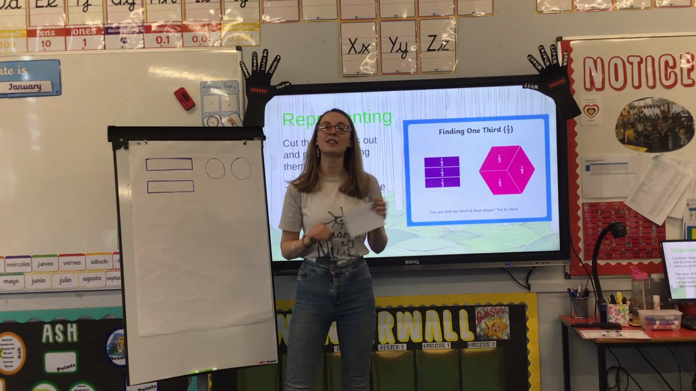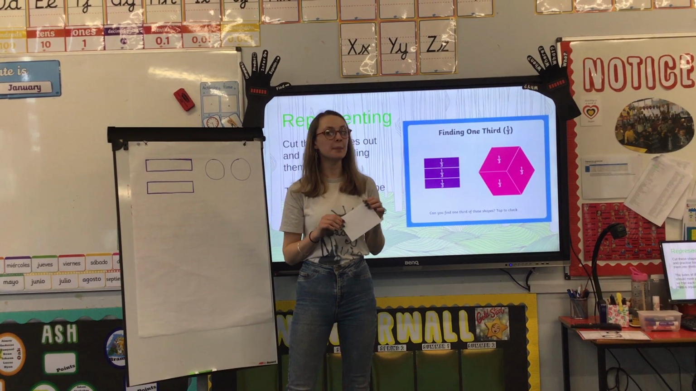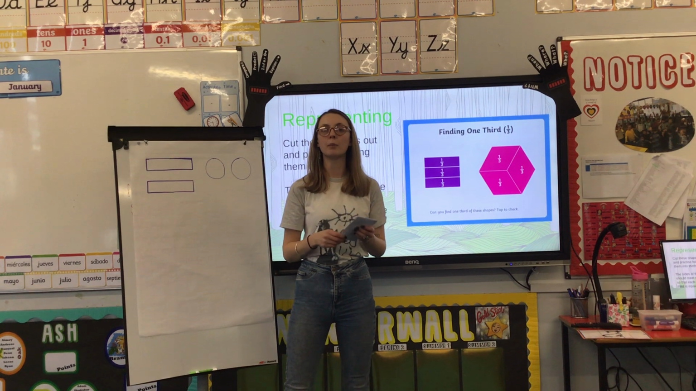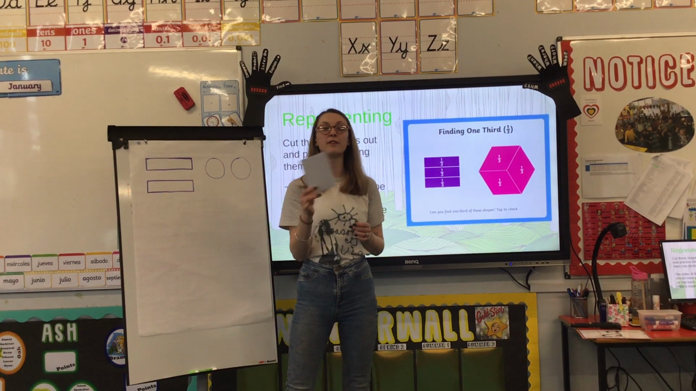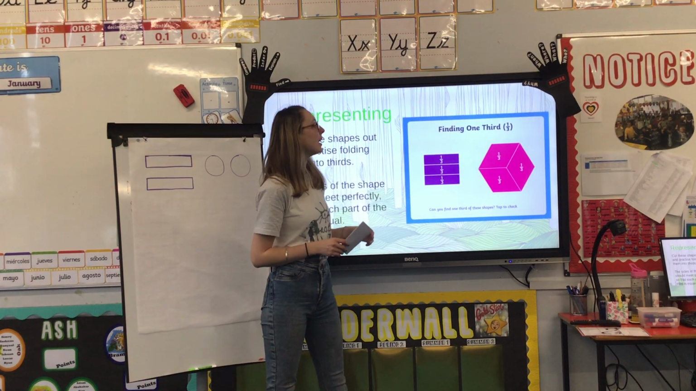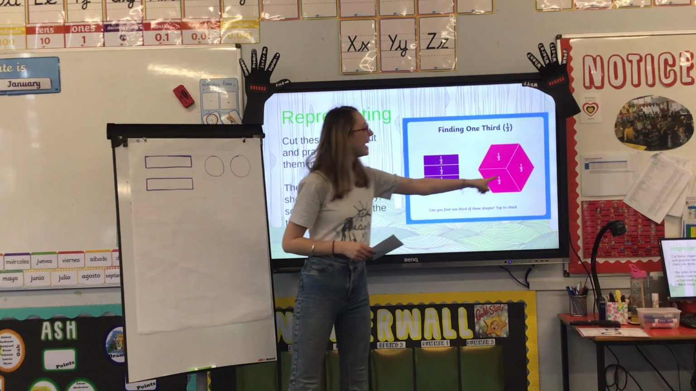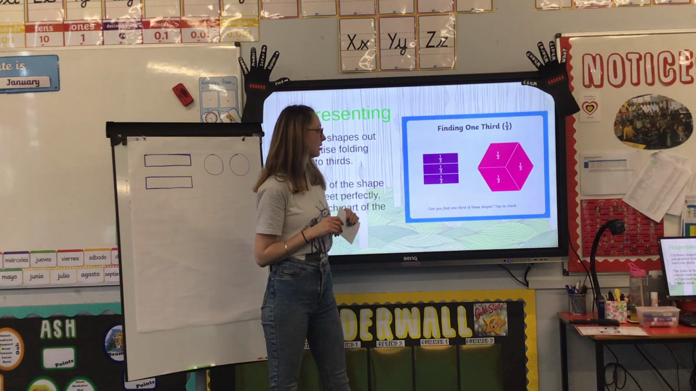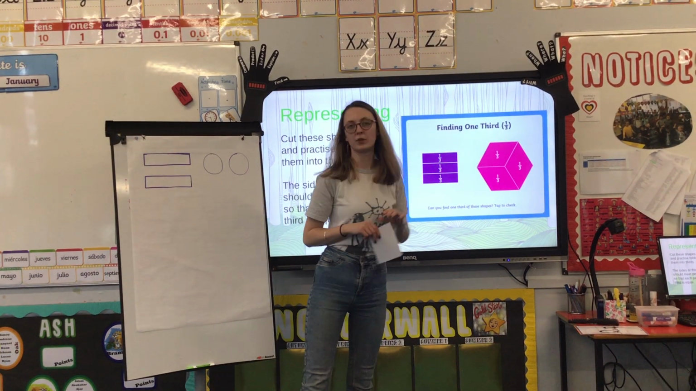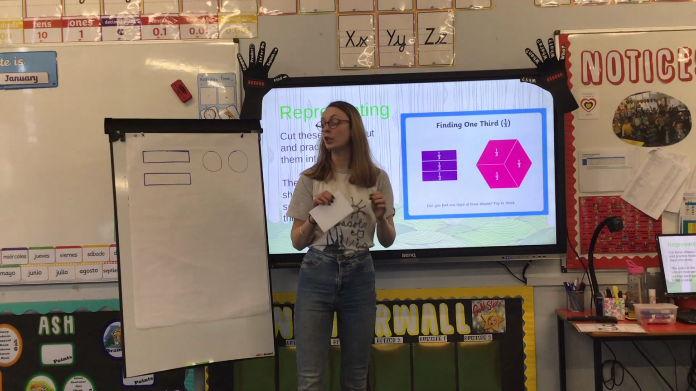Now we're going to practice finding a third. Now this is a bit trickier. We need to be a little bit more precise and delicate when we're folding our piece of paper. We are looking for 3 equal sections. And it is 1 out of 3 that we're looking for, because we are looking for unit fractions.